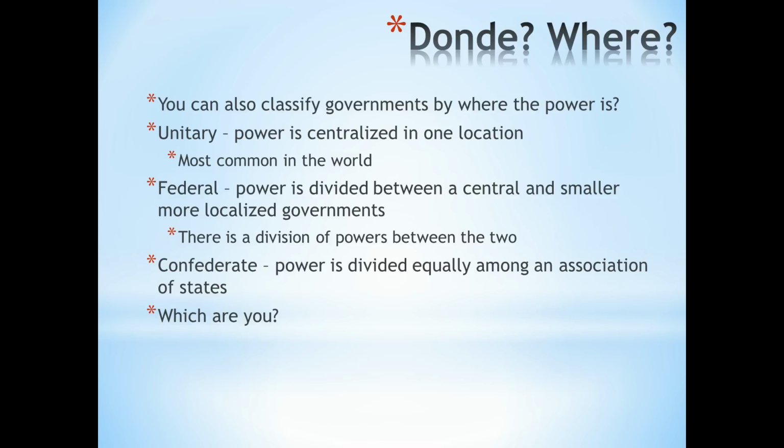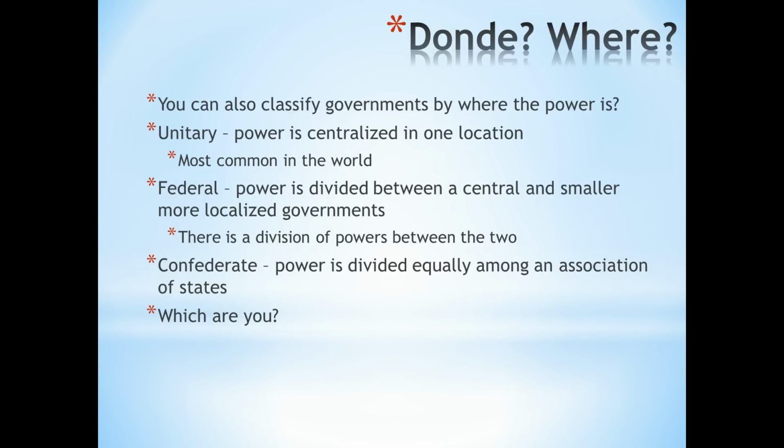Then you have federal. Power is divided between central and smaller, more localized governments. There's a division of power between the two. Usually, the central government has more power, and the smaller, more localized governments have a substantial amount of power, but not as much as the central one, which can override the smaller ones. And then the confederate. The power is divided equally among an association of states.